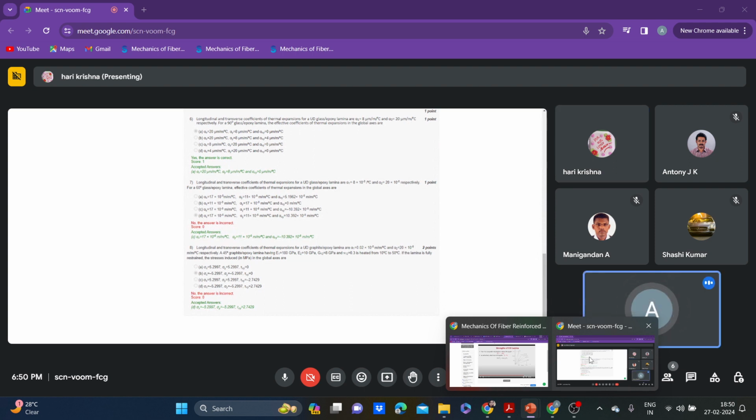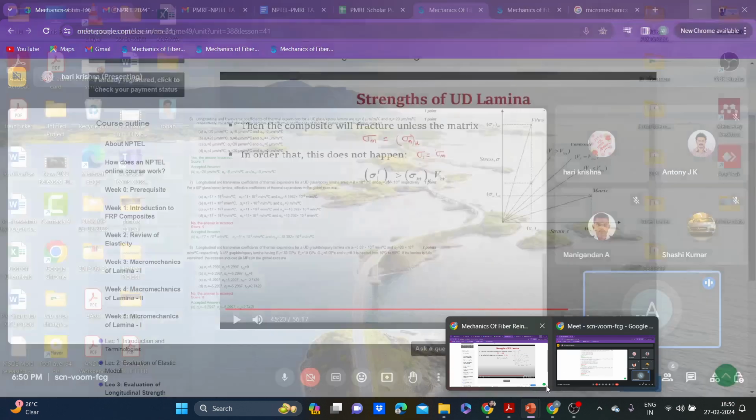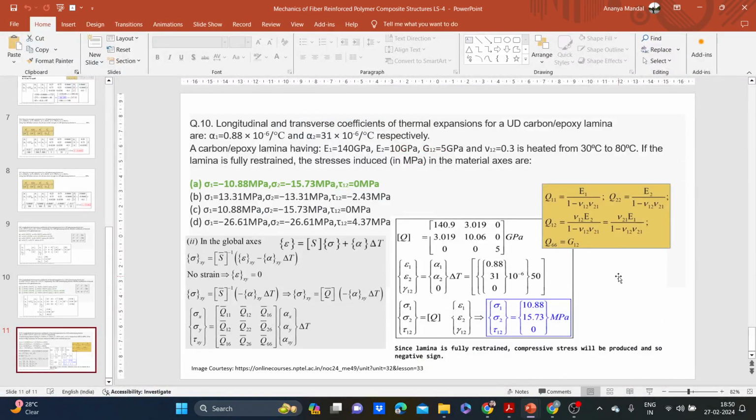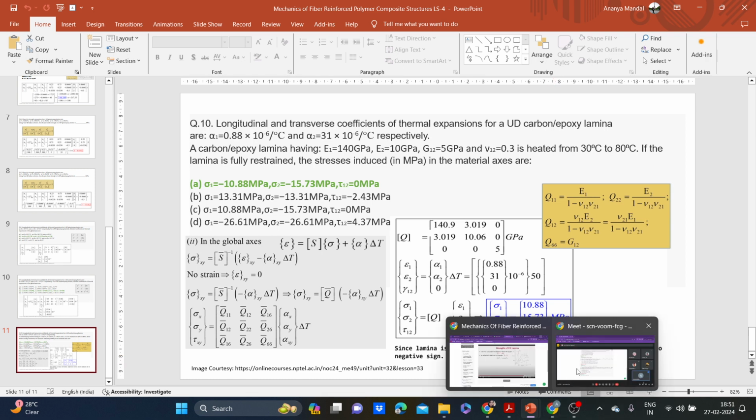Yeah, tau xy will be 0 because there is no alpha xy. So if there is no alpha xy, then in the Q matrix, only the Q66 value will be there. When you do it with tau, as there is no strain in shear, that's why it should be equal to 0. I don't know why you are not getting this answer.